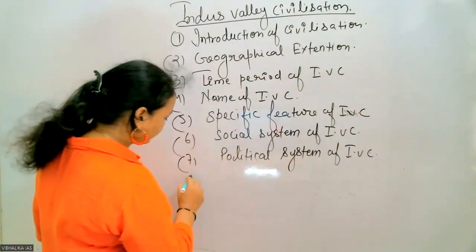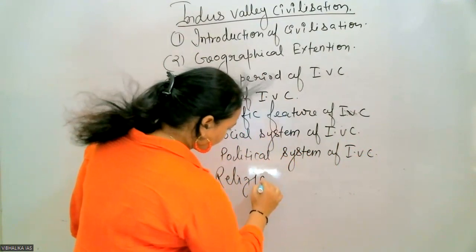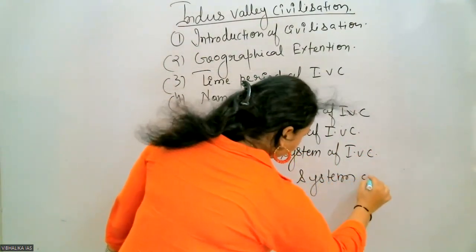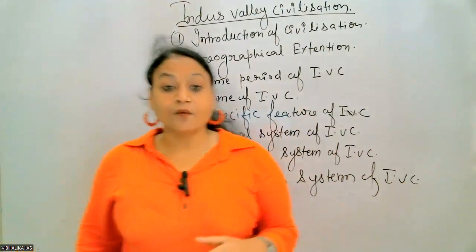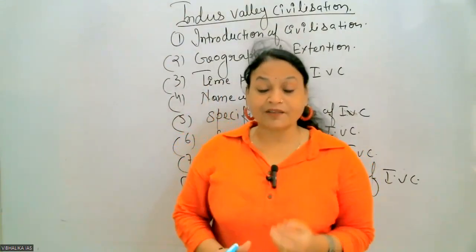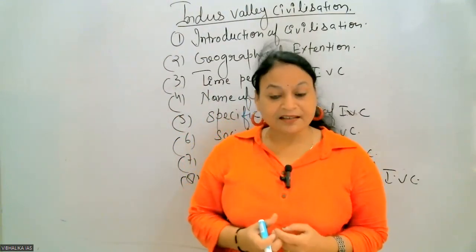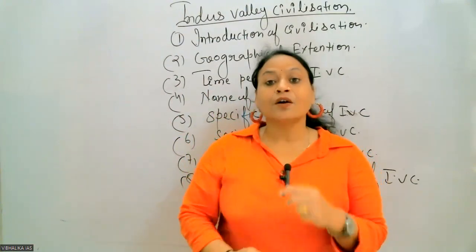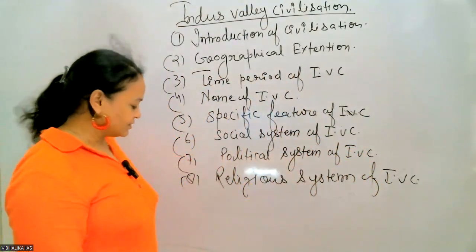The next topic we will cover, number 8, is religious system or practice of Indus Valley civilization. You know, students, whatever religious practices we have nowadays, like we worship trees, we worship swastik, we worship Lord Shiva, all these practices were present in Indus Valley civilization.